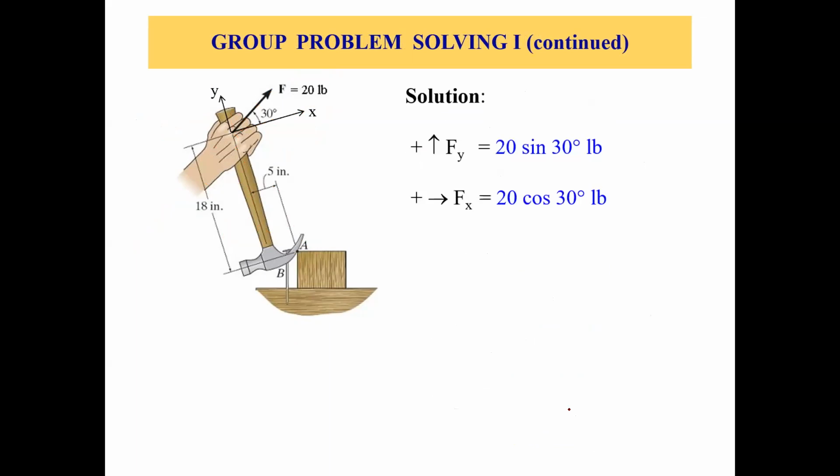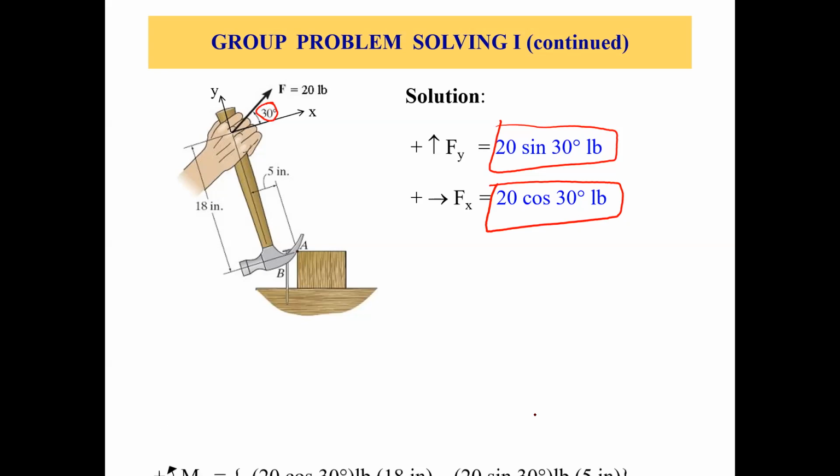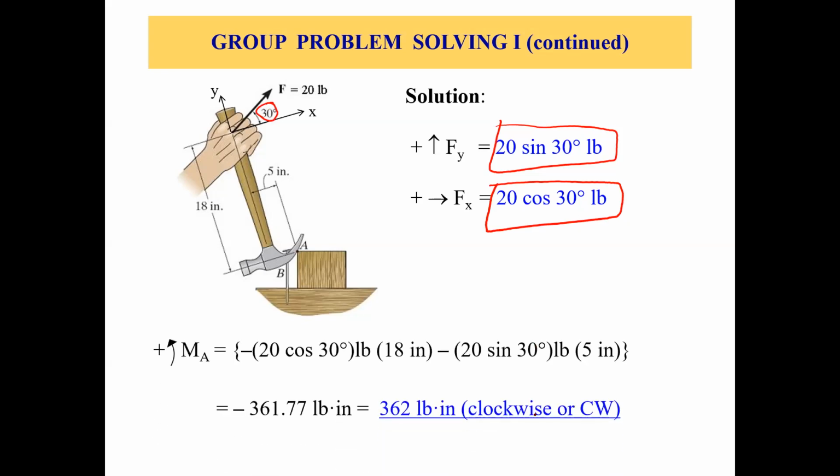So let's resolve the force. Fy equals 20 times sine of 30, in pounds. Fx equals 20 times cosine of 30, in pounds. So we'll use this angle of 30 degrees. Once we are done finding Fy and Fx, then we'll find the moment. So how do we find moment? We know that, right?